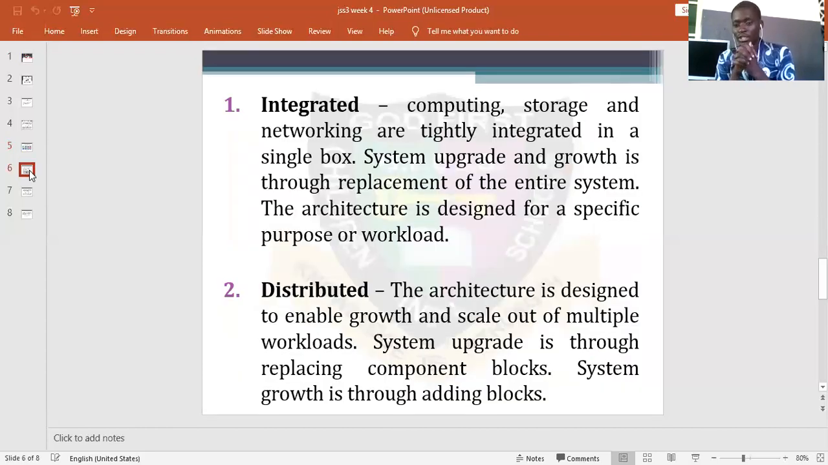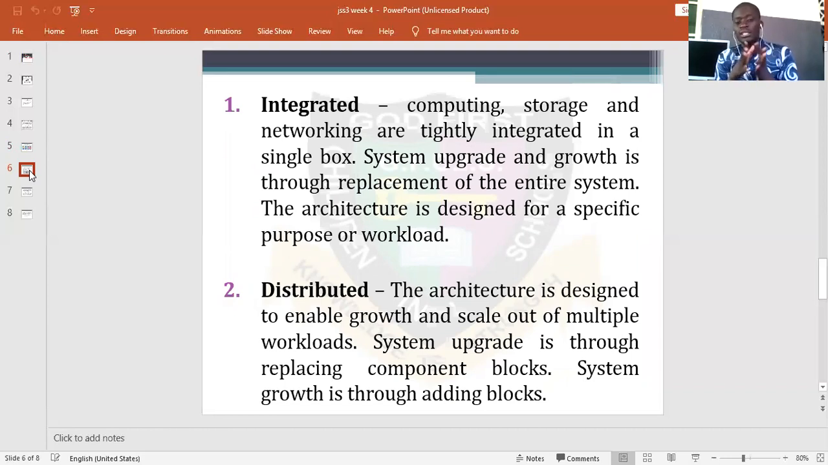Now when we talk about integrated, computing, storage, and networking are tightly integrated in a single box. System upgrade and growth is through replacement of the entire system. The architecture is designed for a specific purpose or workload.